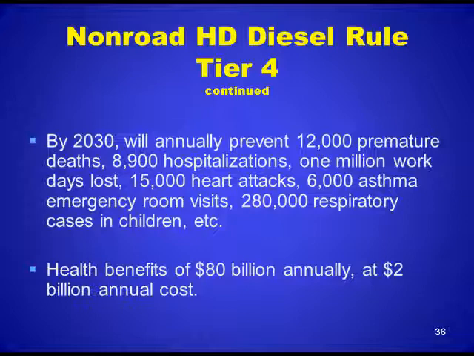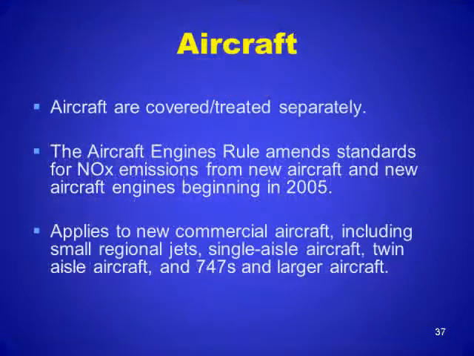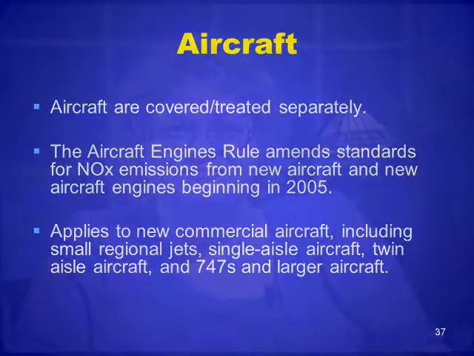The health benefits of this rule are estimated to be $80 billion per year at a cost to comply of $2 billion a year. Now, we regulate aircraft separately. The Aircraft Engines Rule amends standards for NOx emissions from new aircraft and new aircraft engines beginning in 2005. It applies to new commercial aircraft, including small regional jets, single-aisle aircraft, twin-aisle aircraft, 747s, and larger aircraft.